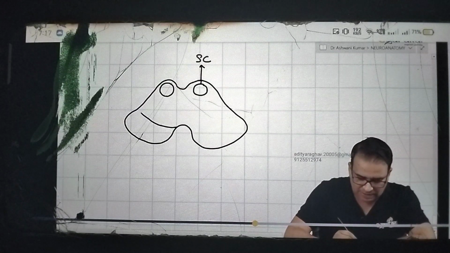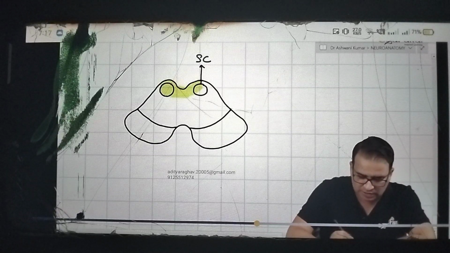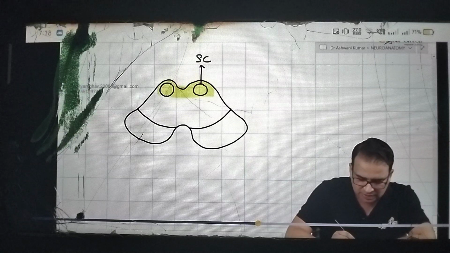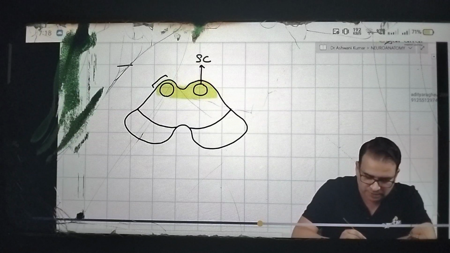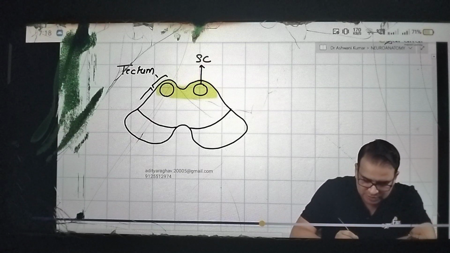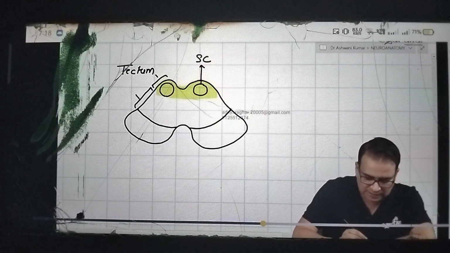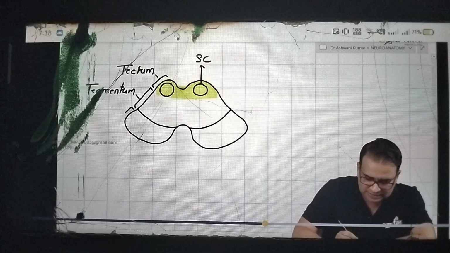How do we divide the midbrain? Well, the midbrain can be divided into three parts. This dorsal part of the midbrain, which I'm highlighting right now, where you can see the superior colliculus and inferior colliculus, that dorsal aspect of the brainstem is called the tectum. Then from the colliculus till the substantia nigra, this portion here is called the tegmentum. I don't have to tell you about this part, we already discussed it. This is called the cerebral peduncle.